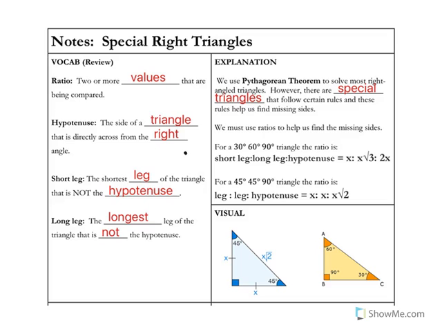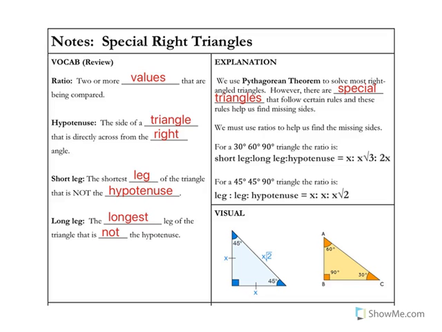We use the Pythagorean theorem to solve most right-angled triangles. However, there are special triangles that follow certain rules, and these rules help us find missing sides. So we use ratios for the missing sides. We have the 30, 60, 90 triangle. That's a 30 degree, 60 degree, and of course the 90 degree. So the ratio is short leg, long leg, hypotenuse.